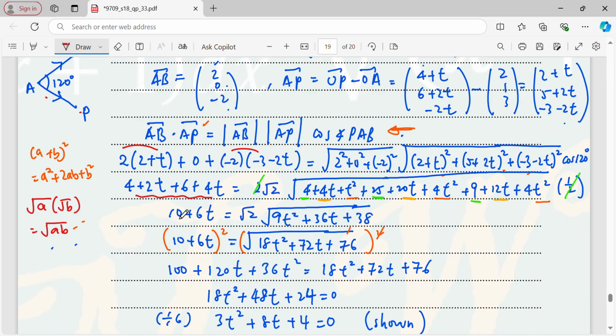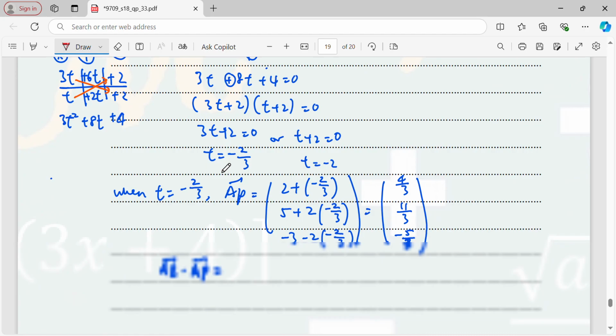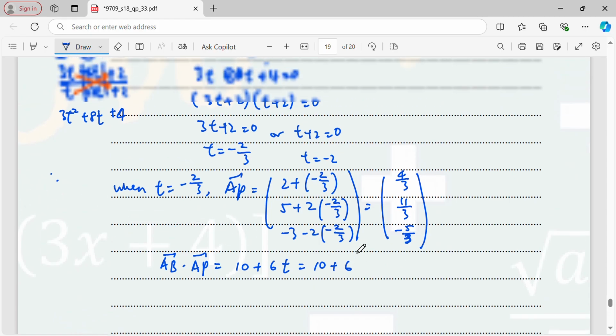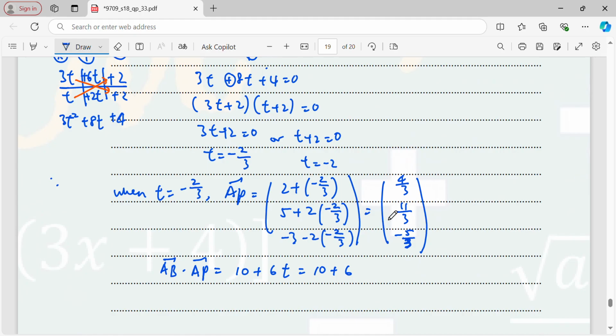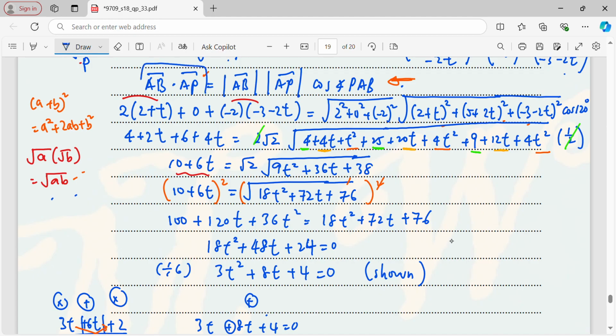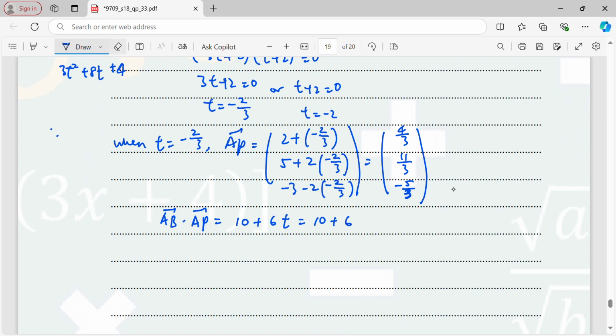right? 4 plus 2t, which is 10 plus 6t. I will say it is 10 plus 6t. So it will be 10 plus 6t. Oh, sorry. So if this is the case, basically I do not need to find out what is my AP, right? Because I already found the t, I can just substitute into this part, AB dot AP. This is another easier way.